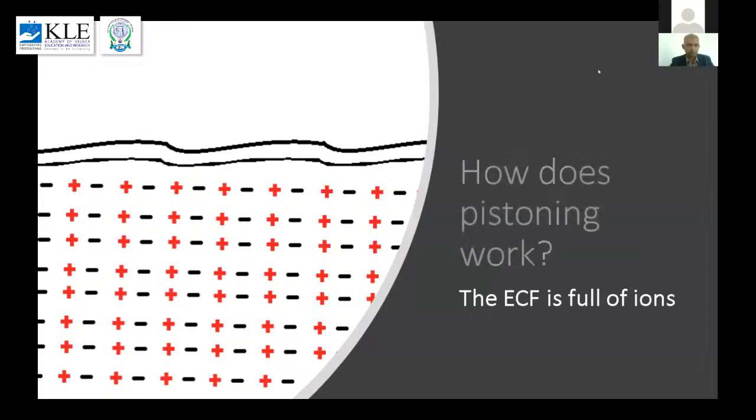How does it do it? To understand that, we must understand that below the skin, the intact tissue is homogeneous. The ECF is full of ions and the ions are distributed more or less homogeneously. So the positive ions and negative ions coexist peacefully.